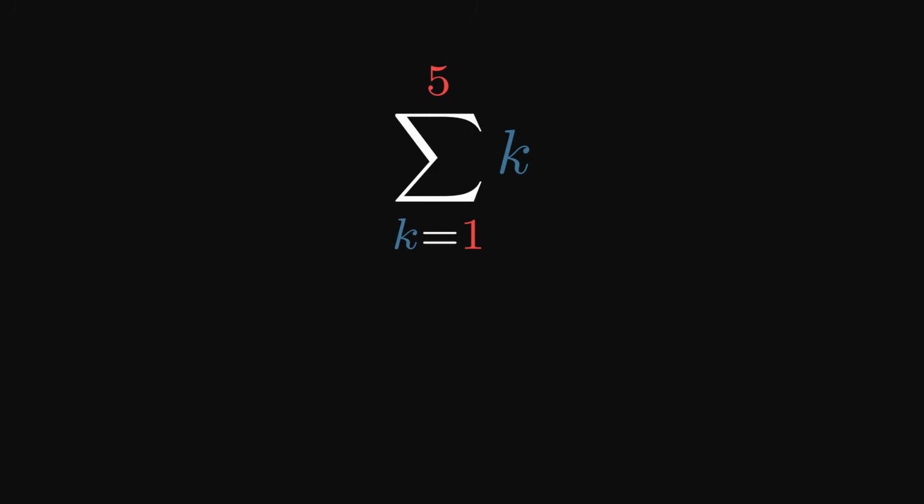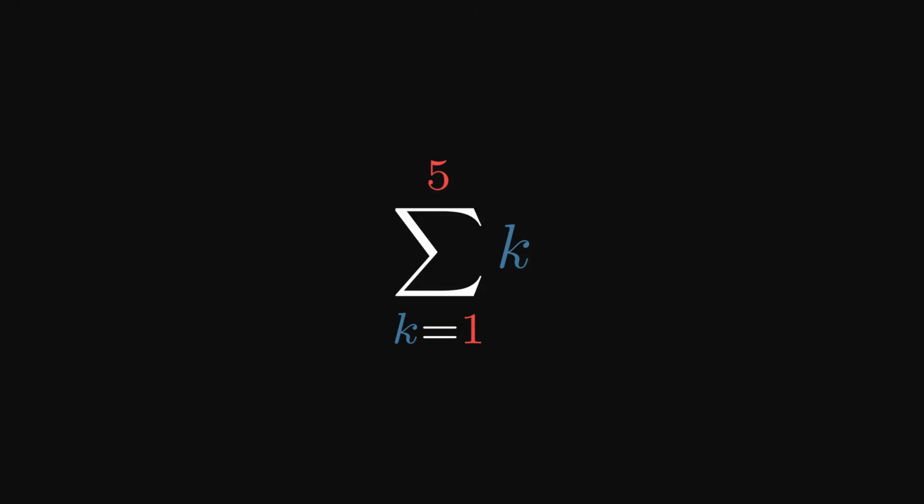Sum from k equals 1 to 5 of k. The counter starts at 1, 1. Counter becomes 2, 2. Counter becomes 3, 3, 4, 5. Stop. Now add them. 1 plus 2 plus 3 plus 4 plus 5 is 15. That is it. The symbol said 15. It just said it in 4 characters instead of 9. It is shorthand. It is compression. The instant you expand it, the mystery evaporates and you are left with grade school addition.